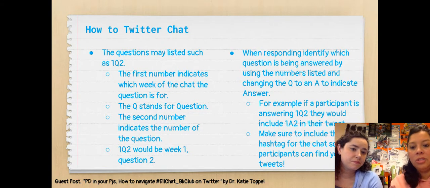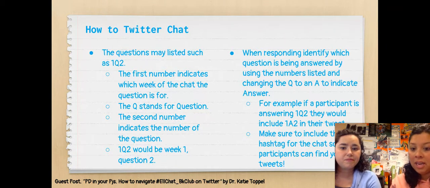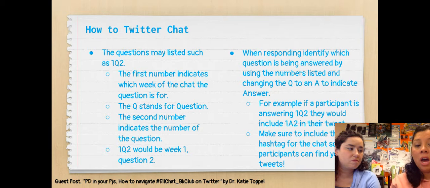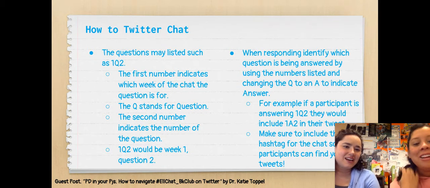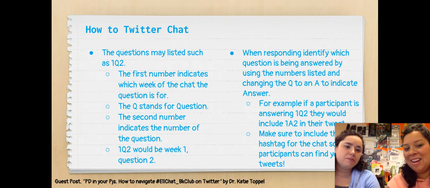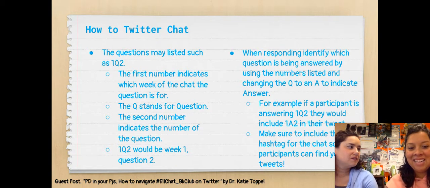And then one last thing. At the bottom of the slide, you'll see that there's a guest post. It says, PD in your PJs, how to navigate EL Chat Book Club on Twitter. That is by Katie on Larry's website. So if you want to search for that, there's tons of videos. How to do book snaps, how to do even Bitmojis, really, everything. I learned how to Bitmoji just so I could book snap. Yeah, totally. So all of that information you can find on her guest post.